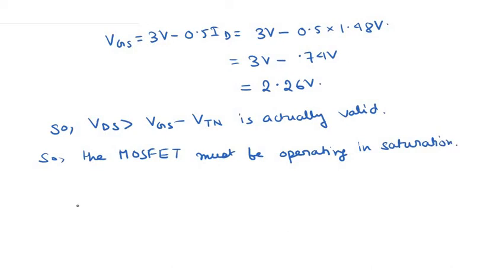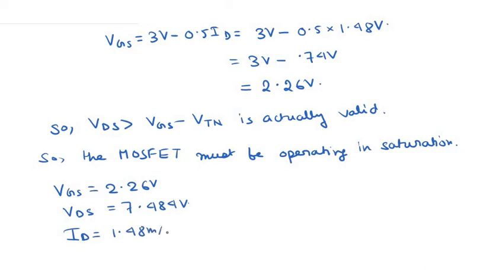Okay, let us write down the final answer here. So the final answer is VGS is equal to 2.26 volts, VDS is equal to 7.48 volts, and the drain current ID is equal to 1.48 milliamperes. So this is basically our final answer.